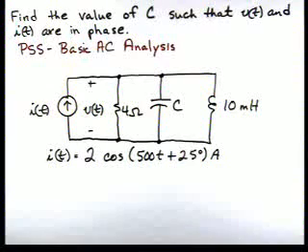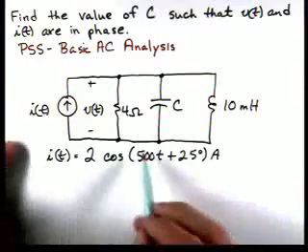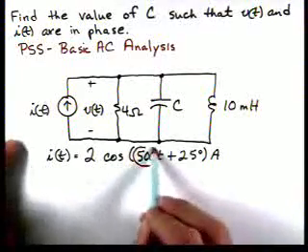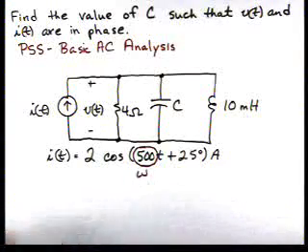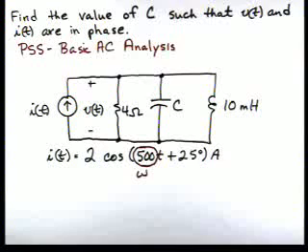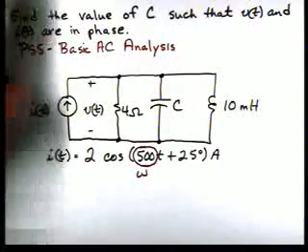If we take note, the radian frequency here is given as the source, so there's omega. It's 500 radians per second. And to do this, we're given that, and let's now draw our circuit.